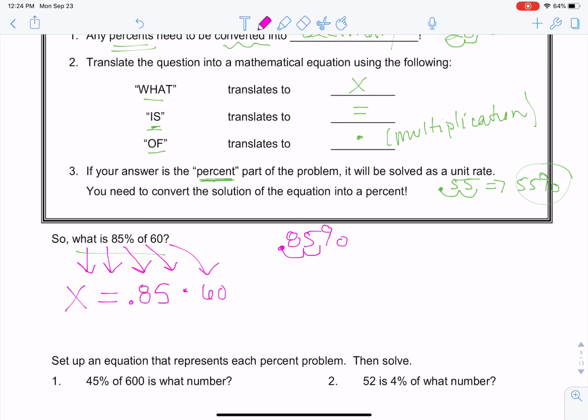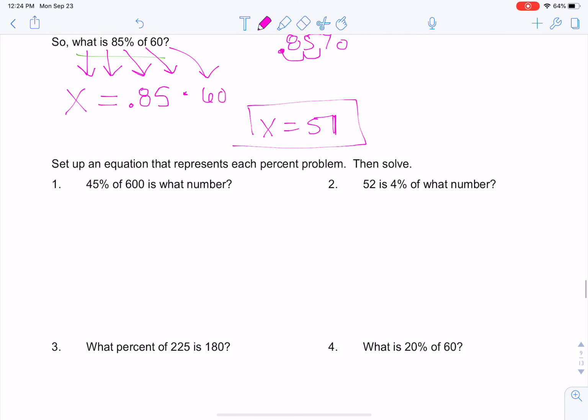So when I do 0.85 times 60, X is equal to 51. So that means if I got an 85% on that test out of 60 questions, I got 51 of them right. Okay? All right, let's solve these.